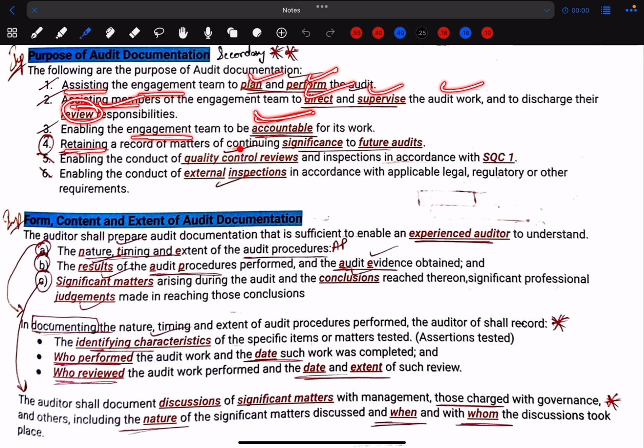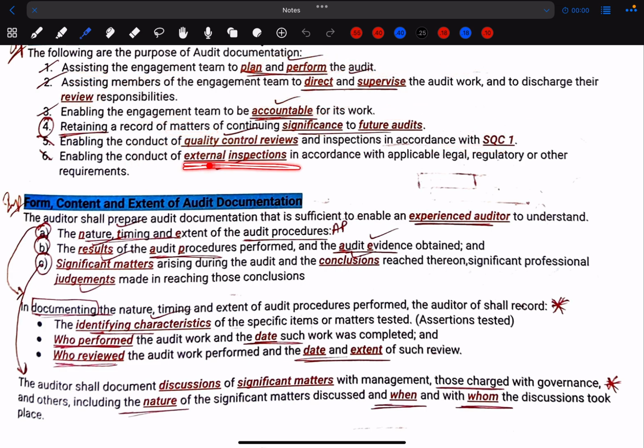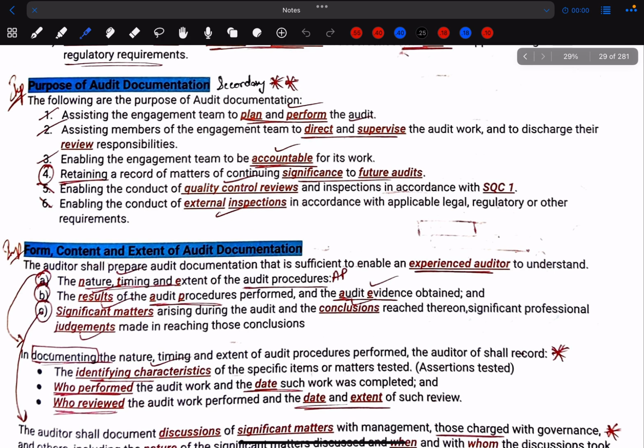Next, retaining the record of matters of continuing significance to future audits. Next, enabling the conduct of quality control review and inspection in accordance with SQC, and enabling the conduct of external inspection in accordance with applicable legal, regulatory or other requirements. So there are 6 points.